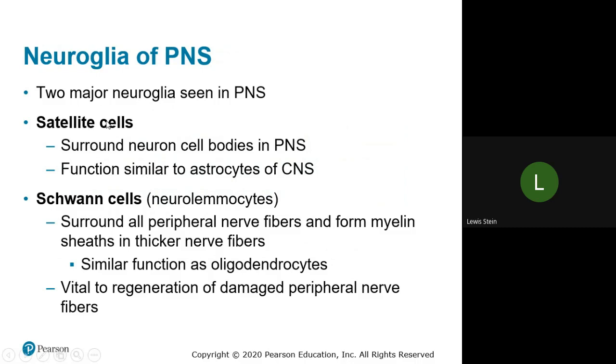Now, satellite cells, for years, we didn't know what they did. Now, they think they play a similar role to astrocytes. The Schwann cells, often called neurolemmocytes, surround peripheral nerves individually. So there's multiple ones in a long nerve, like a sciatic nerve. You'll have an amazingly large amount of Schwann cells, very similar to the oligodendrocytes, vital to regeneration. This is an important nugget.